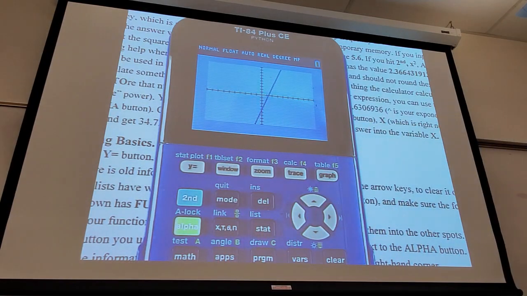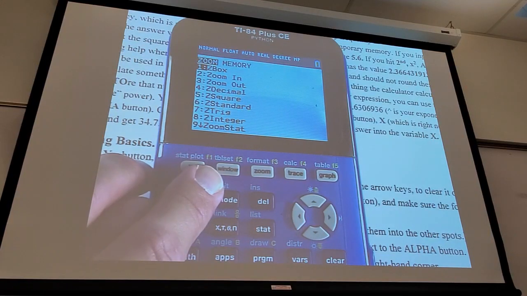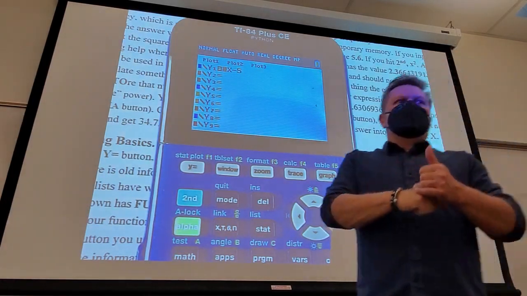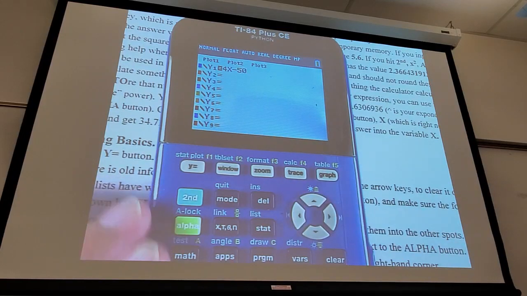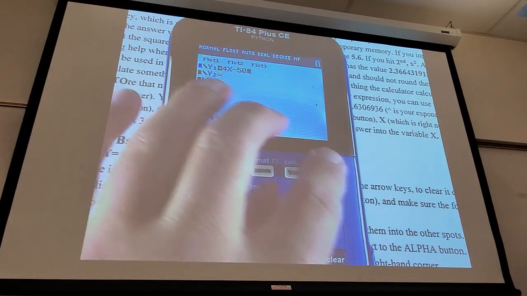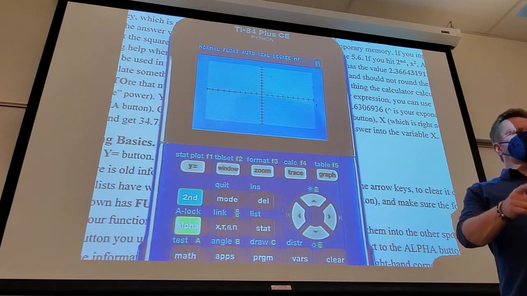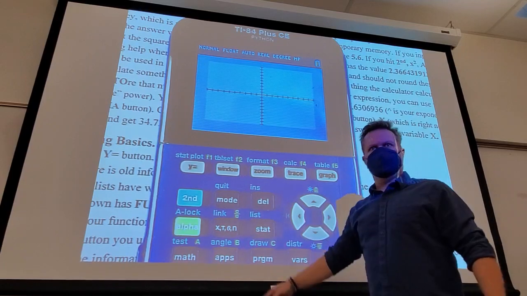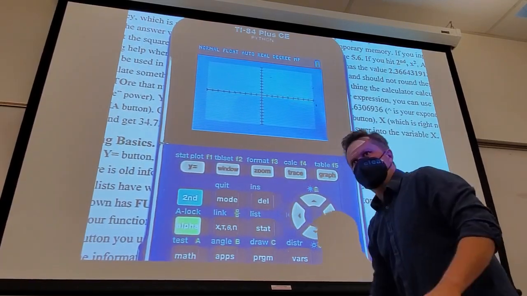Now notice there's a lot of other things in Zoom. We'll see how much we can talk about, but I want to talk about Window. Everybody go back to your y equals. I'm going to make one change. Make it 50. Can anyone tell me why, when I hit graph, it's not going to show up? It's out of the window. The graph is down at negative 50, and we're currently looking up here.